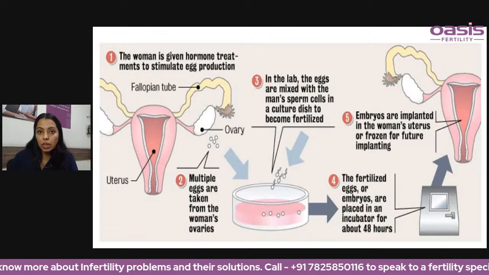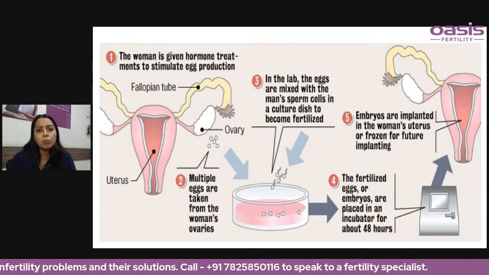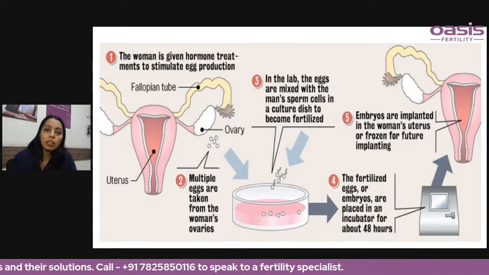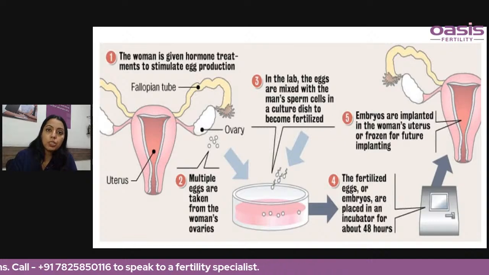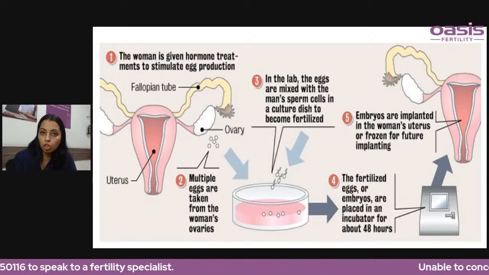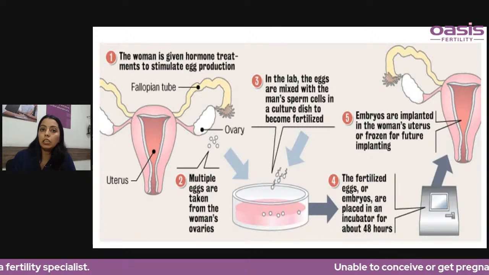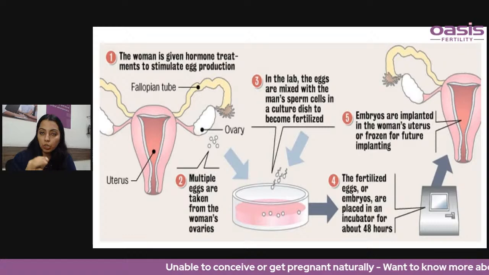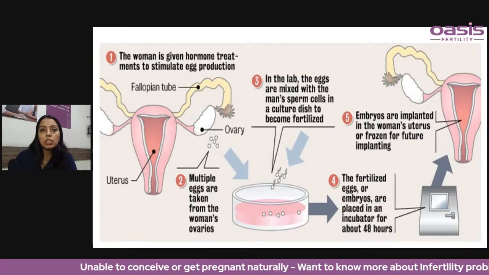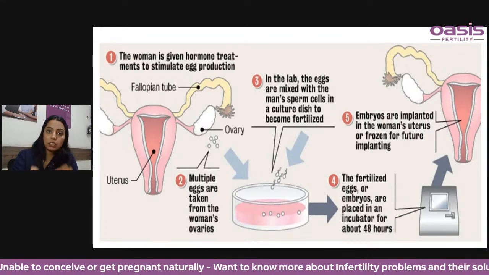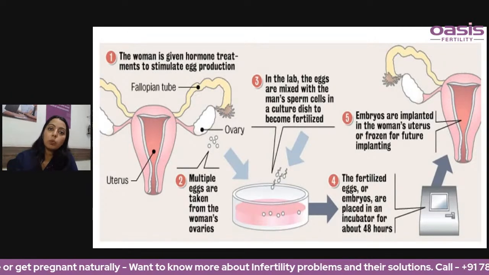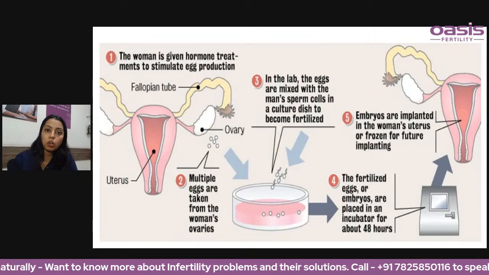When these follicles are ready, when they're about 18 to 20 mm in size, then under anesthesia, using a transvaginal approach down from below with the help of a needle, these mature eggs will be retrieved from the follicles, which are basically cysts inside the ovaries. These eggs will be individually combined with the male partner's sperm in the laboratory.